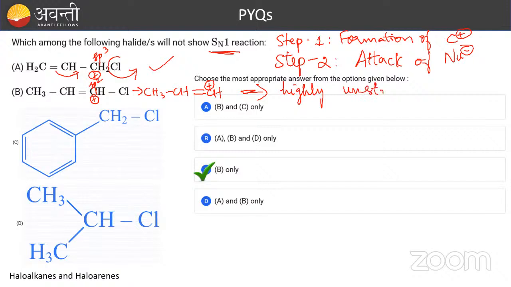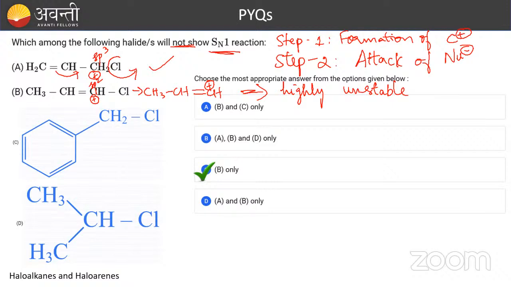Why is it highly unstable? The positive charge is located on the sp2 hybridized carbon. So this makes the system highly unstable. So SN1 cannot be shown by this compound. Okay. So the second compound will not show SN1.